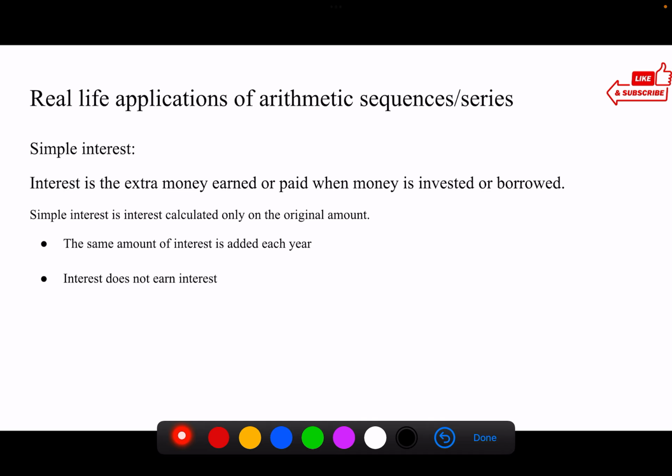Real-life applications of arithmetic sequences and series. So the big one that IB wants you to know is simple interest. So first of all, what is interest? Interest is basically the extra money that is earned or paid when money is invested or borrowed, respectively. So simple interest is interest that is calculated only on the original amounts. So you do not compound that interest up. Compound interest is actually its own separate topic that we're going to cover in its own video.